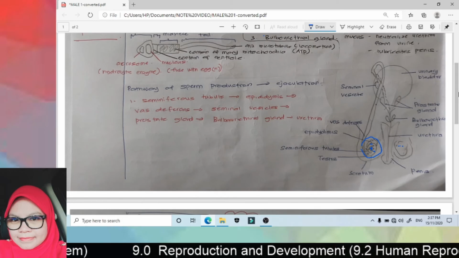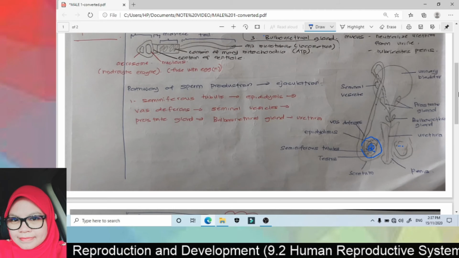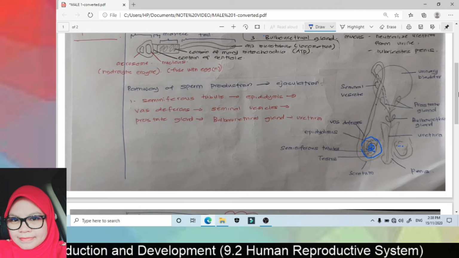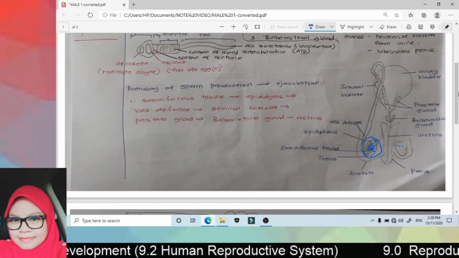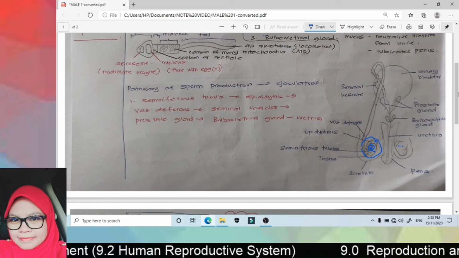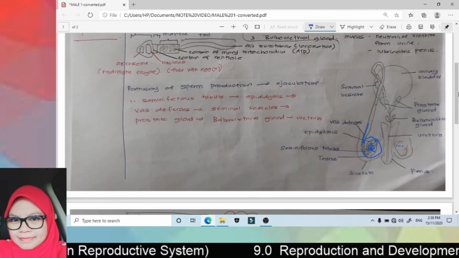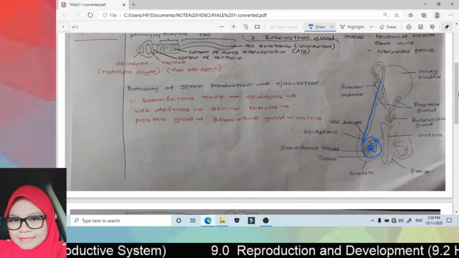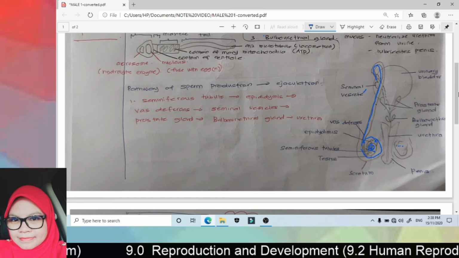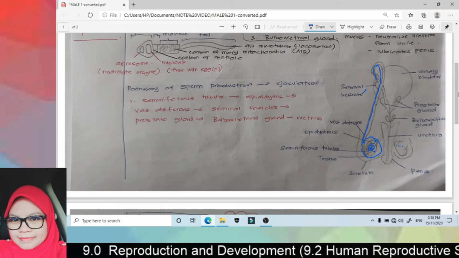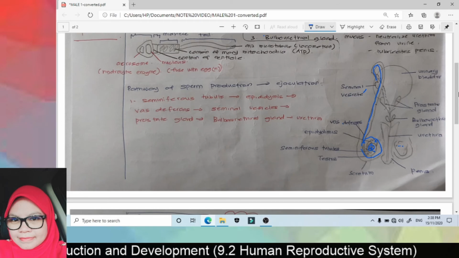Okay, so when the sperm is produced in the seminiferous tubule, it will be stored at the epididymis here. So the epididymis is one type of duct, and here the sperm undergo maturation. After the sperm mature, the sperm will be conducted via the vas deferens and go to the first gland, which is the seminal vesicle. So the seminal vesicle will secrete the fluid, and the fluid is alkaline, mucus, and rich in fructose.